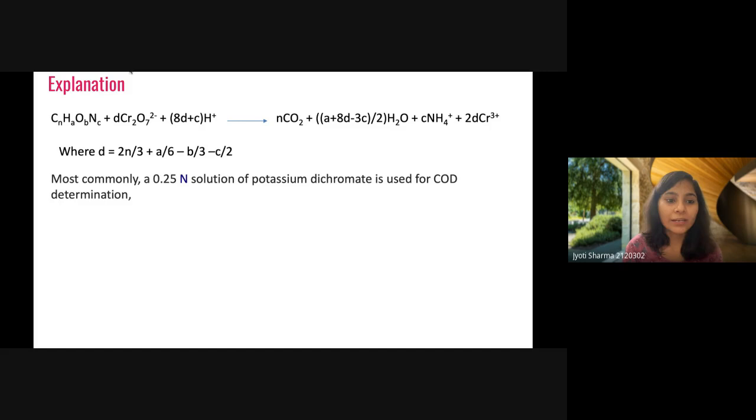Here you can see the first part, CHON, is your organic matter. Then we have dichromate, chromium, and then this will give you CO2, H2O, and ammonia, and some different chemicals it may produce, but most of the time it is CO2 and water, right?